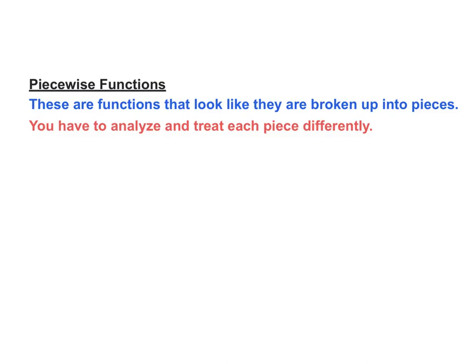You have to analyze and treat each piece differently, separately, independently. They are all their own sort of functions. However, combined together, they create one piecewise function. Essentially, we're going to have one or more equations combined together with restrictions so that each portion of the function gets treated differently depending on which area of the function we're considering.